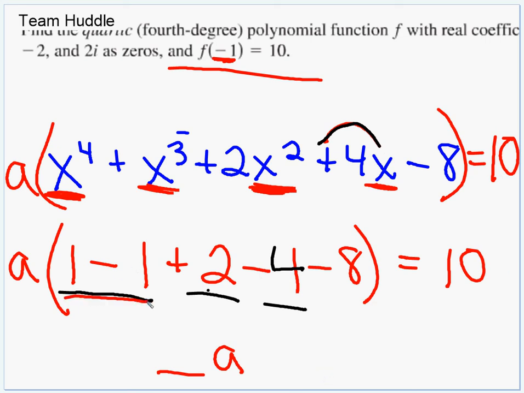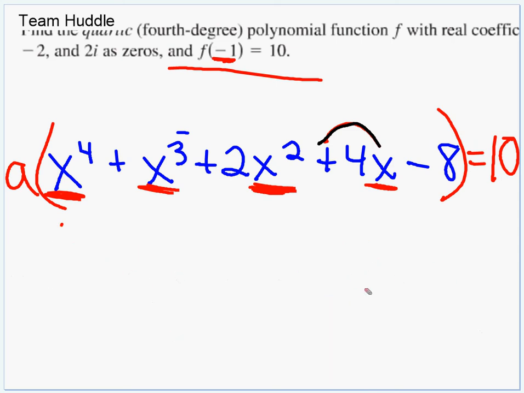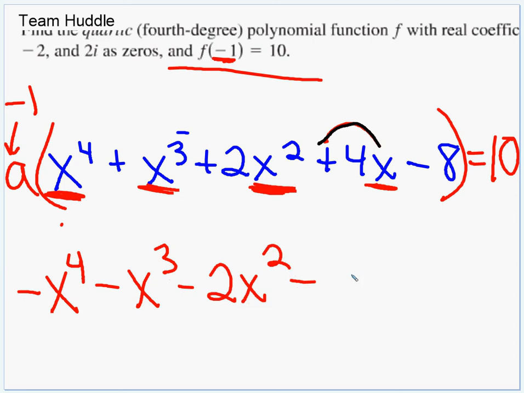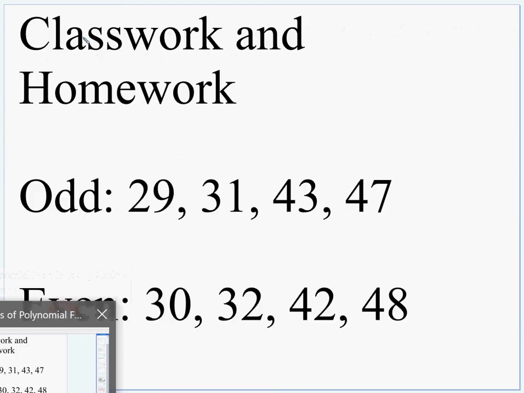1 minus 1 is nothing. Plus 2 minus 4 is negative 2. Minus 8 more is negative 10 equals 10. So we divide by negative 10. A is negative 1. So if I go back up to here, I can replace this a with a negative 1 and distribute. So that'll be a negative x to the fourth minus x cubed minus 2x squared minus 4x plus 8. That's our function, and I should have named that equals f of x. Okay, again, the homework is on WebAssign.